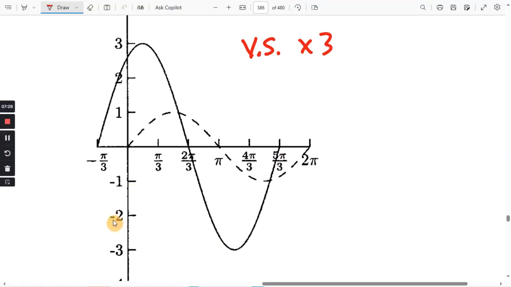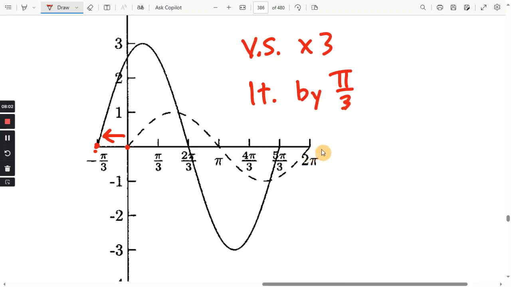Now let's look at the shift. Okay, this is the original. It starts at 0. The new graph, the solid one, starts here at -pi over 3. So basically, it shifts left by pi over 3. See, this is -pi over 3 right here, this point. All right, so left, I'll just write LT, left by pi over 3.